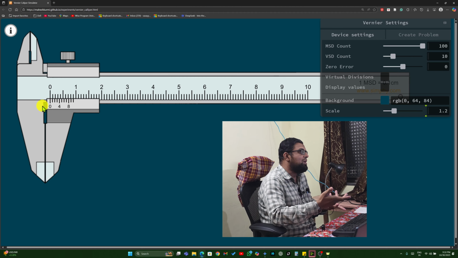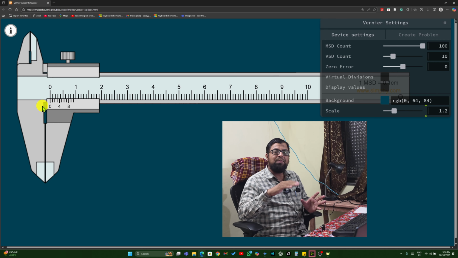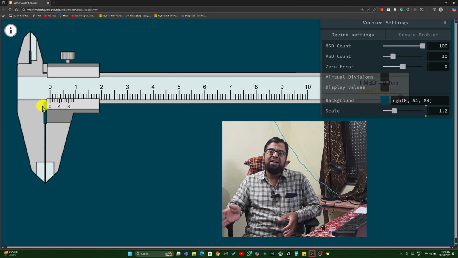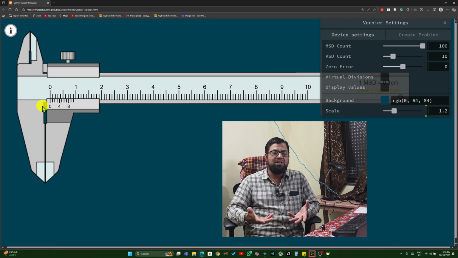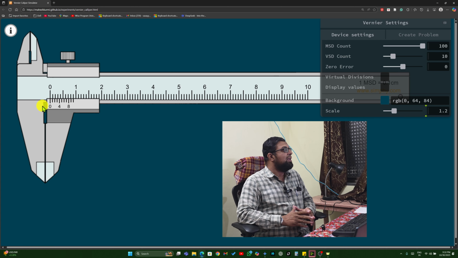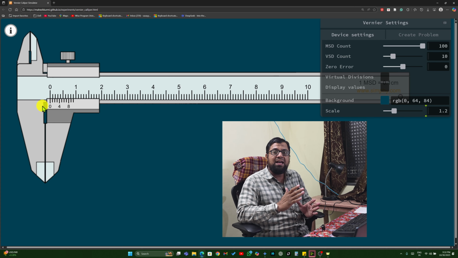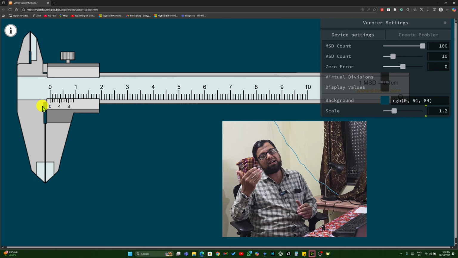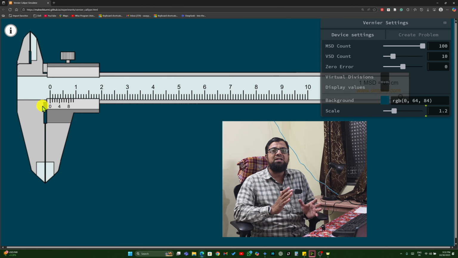Now if there is zero error, then there can be two types of possibilities. One is positive zero error and the next is what? Negative zero error. Now what is positive zero error? Positive zero error is whenever the 0 of the Vernier scale is towards the right of the 0 of the main scale, we call it a positive zero error.